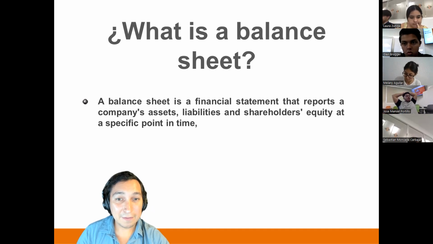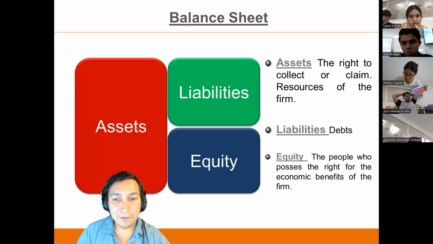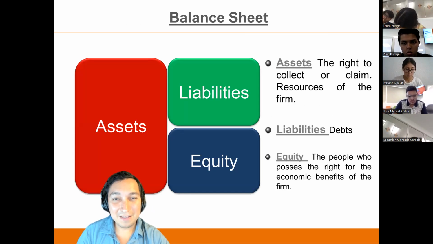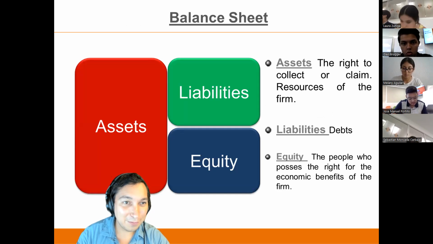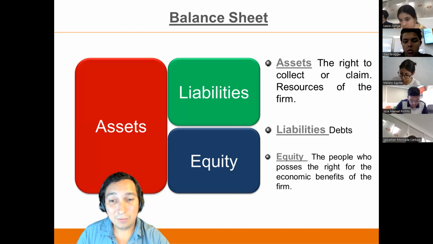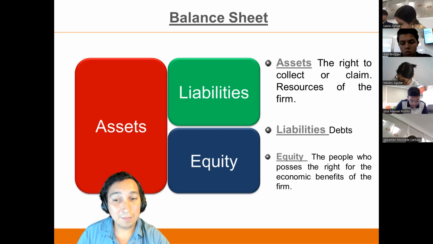So guys, learn this first. Please, you're watching a balance sheet: assets are the right to collect or claim, the resources of the firm; liabilities are debts, the obligation to pay something; and the equity is the people who possess the right for the economic benefits of the firm.